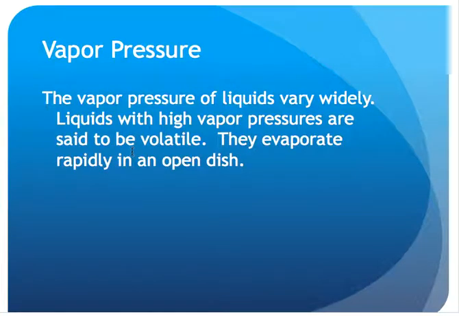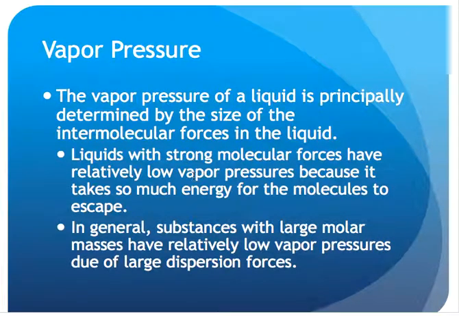So vapor pressures of liquids vary widely. And again, anything with a high vapor pressure, we actually call volatile. Most people think volatility is it's going to explode. Well, it could if the vapor it's producing is flammable. But if something produces lots of vapor, then that's what we call volatile. In other words, it evaporates rapidly in any kind of open container.